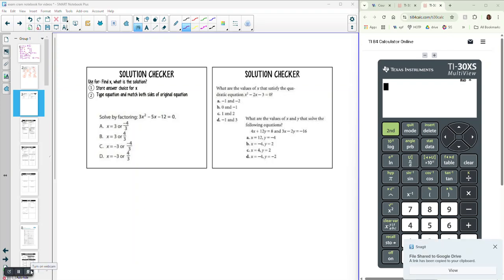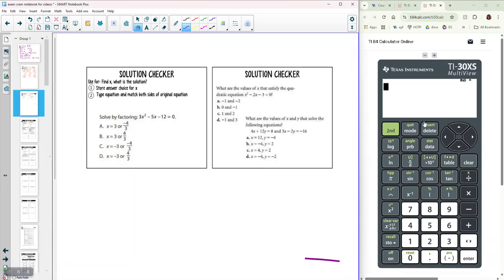Let's take a look at another strategy that we're going to use on our GED test using our new best friend, our calculator. Now, your calculator is probably blue. It probably looks a little bit different than mine, but all of the buttons are the same.